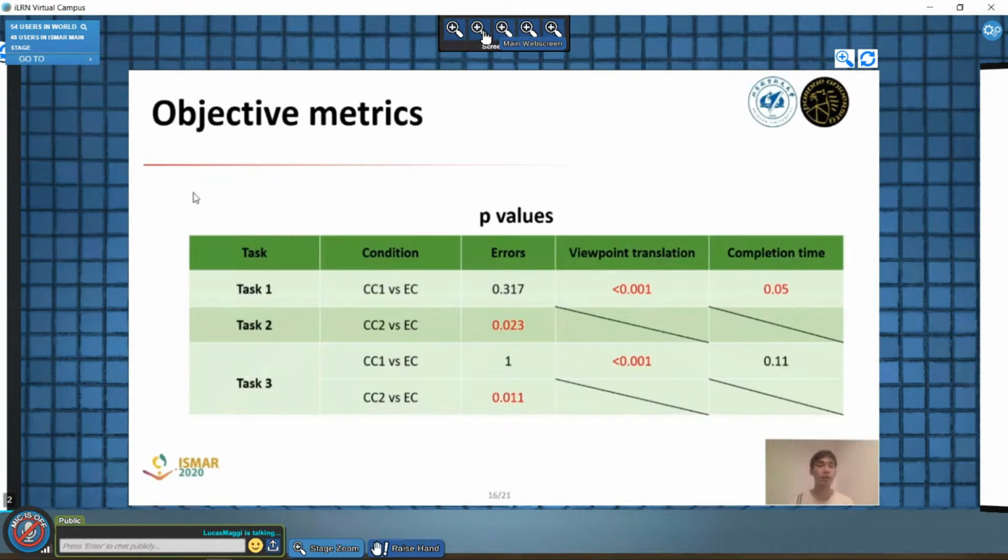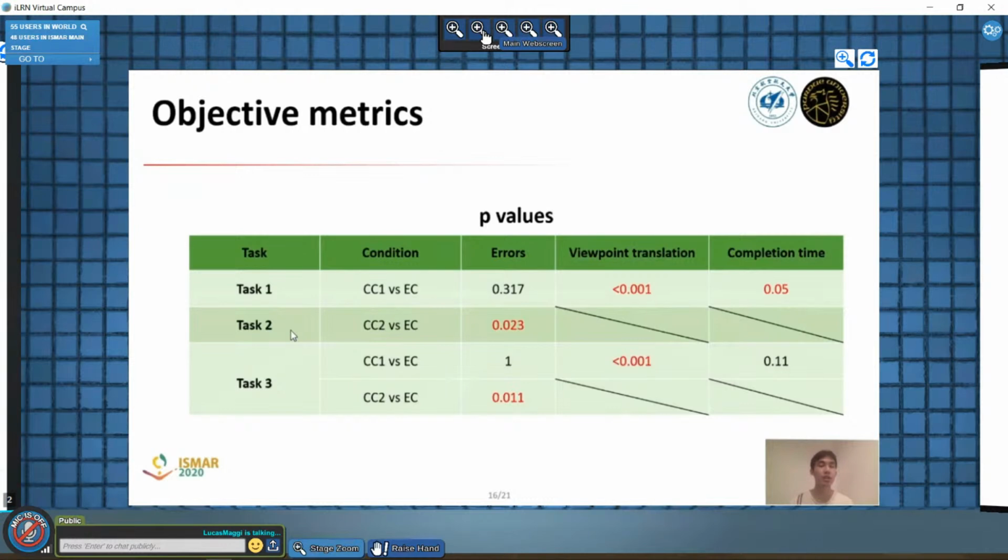Here are the results of the study for three objective metrics. For task one, with conventional visualization, participants had to translate the viewpoint significantly to see the laser dot, which also results in significantly longer completion times.